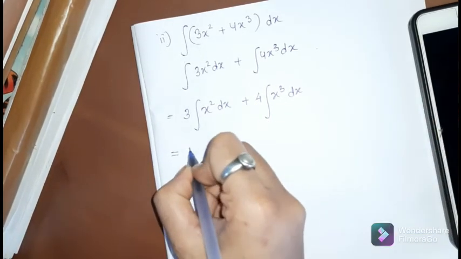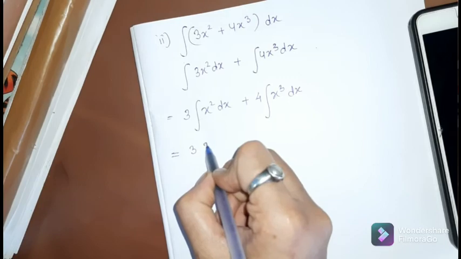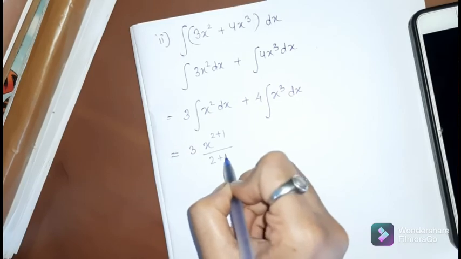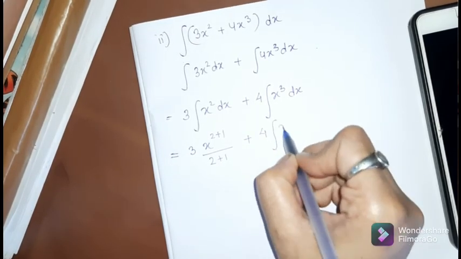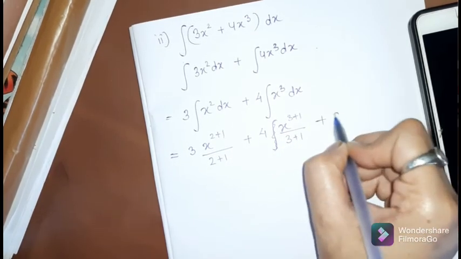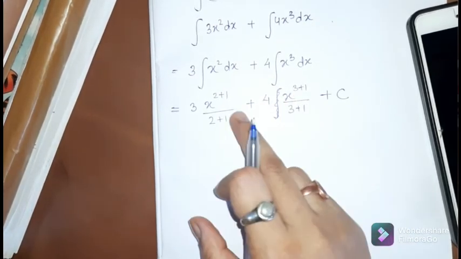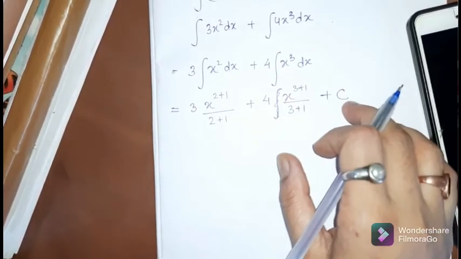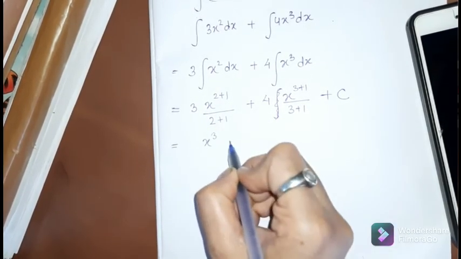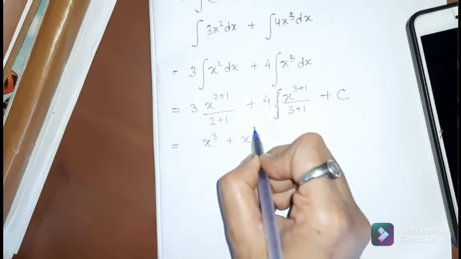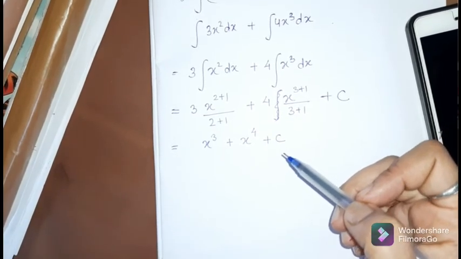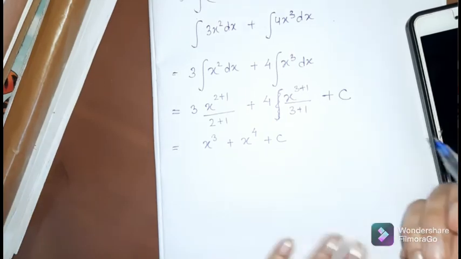Now we know the formula for x to the power n, which is x to the power n plus 1 by n plus 1. So we get 3 x cube by 3 plus 4 x to the power 4 by 4 plus c. Here you have two functions and two constants; you can write c1 and c2, or combine them and write one arbitrary constant of integration. So it becomes x cube plus x to the power 4 plus c. This is the antiderivative of the given function. In the next class we will proceed further. Thank you.